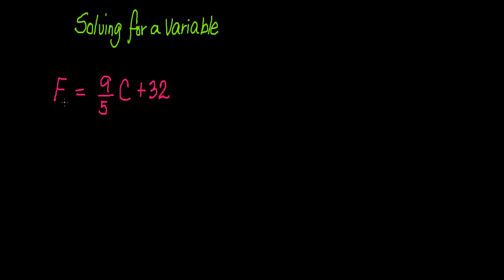Okay? But for us, we're not going to plug anything into this formula. We're going to solve this formula for C. And when we say solve for C, what that means is that I want to leave C alone on one side of the equal sign. Okay, so that's what it means. Right now, I have F being the isolated variable. I want C to be the isolated variable. So this is what we do.